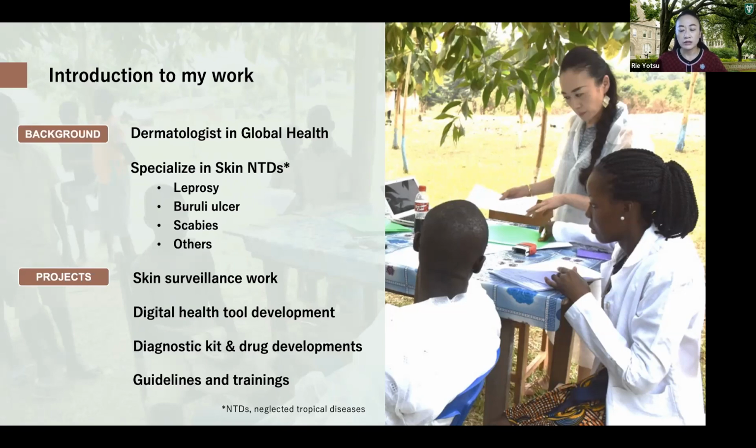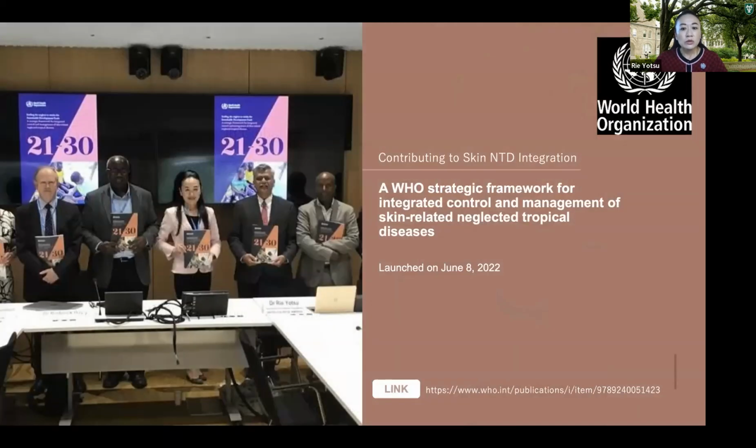And now with the SkinNTD integration, which we are going to discuss today, I also work on other diseases in the SkinNTD group. I will introduce some of my projects during the talk. So recently, this year, I've acted as consultant to develop this WHO strategic framework for the SkinNTDs. This topic is really an ongoing approach that we are now doing for skin diseases. And you can find the document through this link.